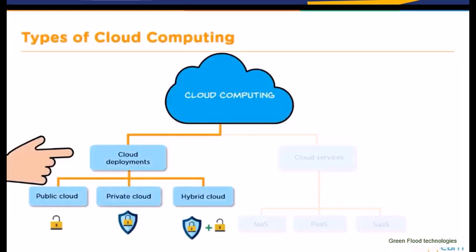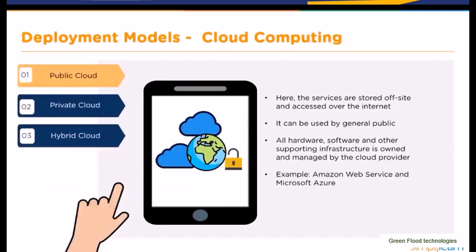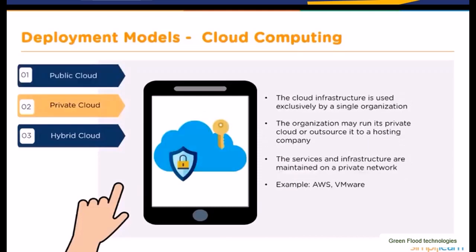Public cloud, among the deployment models, is the first one. The services are stored off-site and accessed over the internet. It can be used by the general public. All hardware, software, and supporting infrastructure is owned and managed by the cloud provider. Amazon Web Services and Microsoft Azure are public clouds. This is the first type, a public cloud.